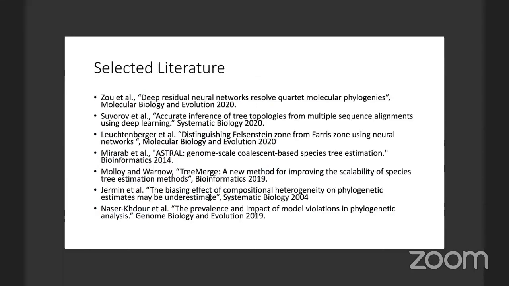Okay, this is the literature that I talked about. The first 3 papers have to do with deep neural nets and phylogeny estimation, the paper for Astral, the paper for TreeMerge, and then 2 papers that are about model misclassification and the evidence that there are substantial model violations in biological data, and therefore calling for new approaches.